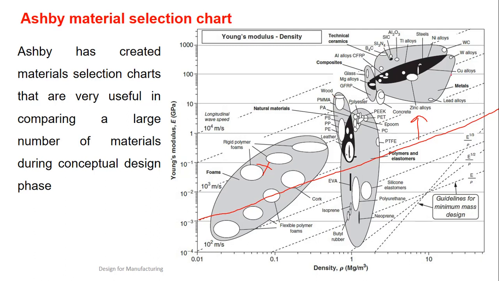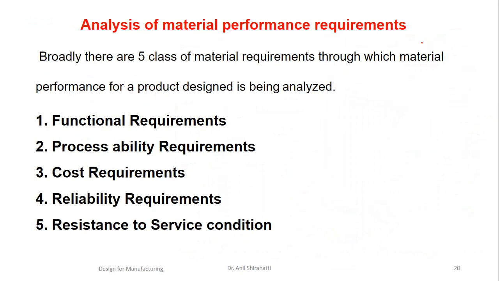So now what about the cost? Then I may go and select steel, because I saw that titanium is very costly. Still, both satisfy the needs, but steel is cheaper compared to that one. Like this you can select the material, deciding the final material depending upon the alternative materials available to you. Now the last part is analysis of material performance requirement.